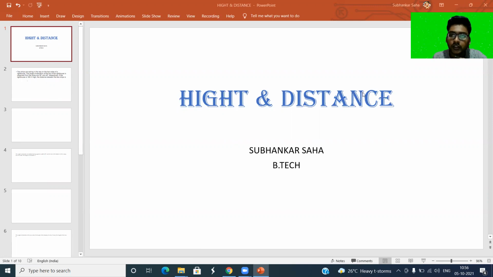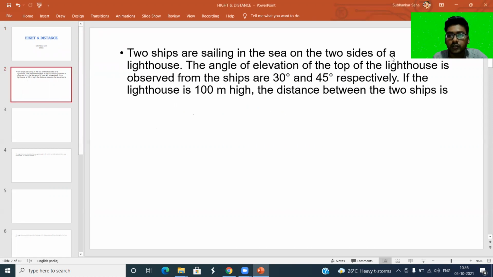Today's topic is height and distance. Today I am here to discuss some numericals of height and distance: how to solve this question and what is the approach to this question. Try to understand how to solve this question.